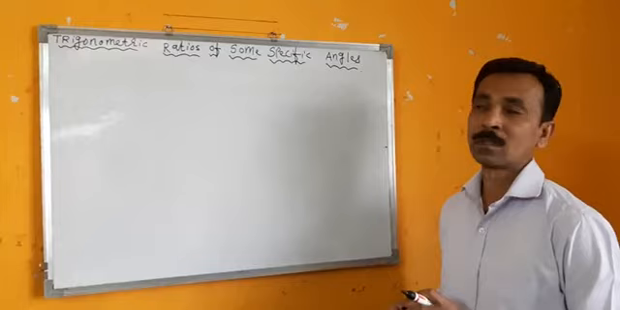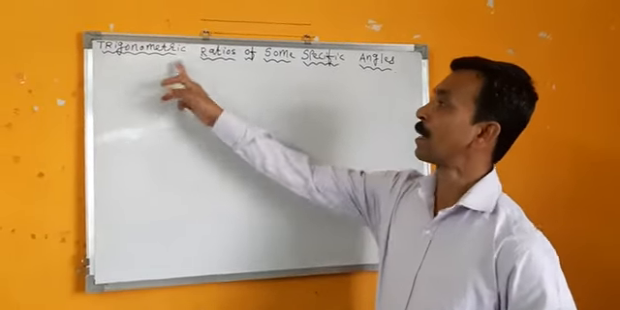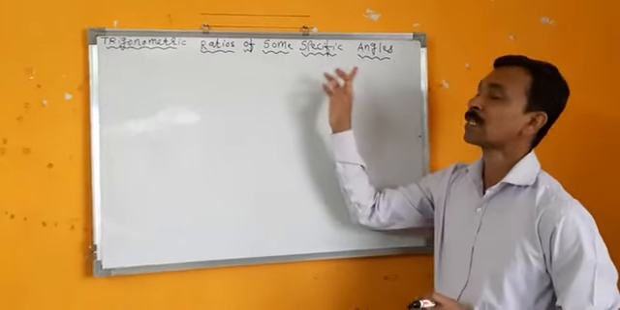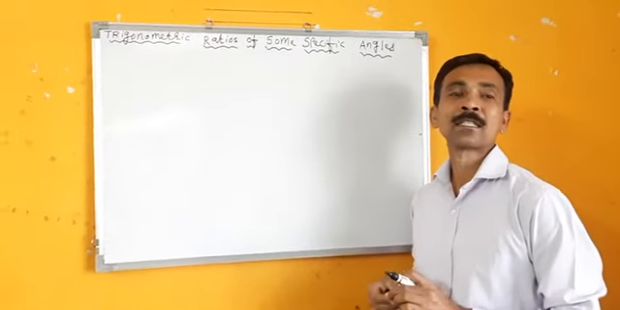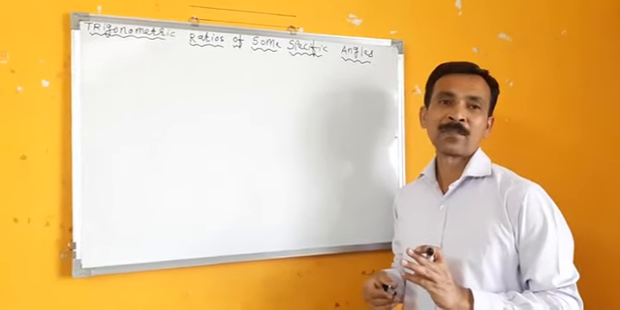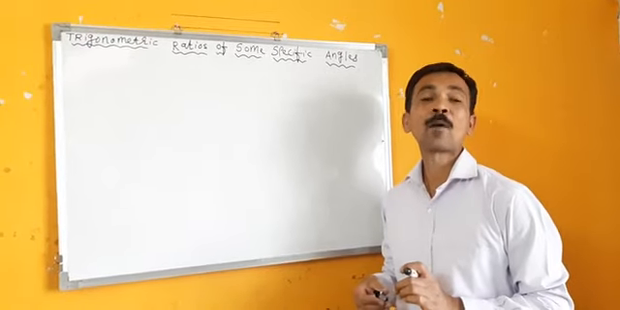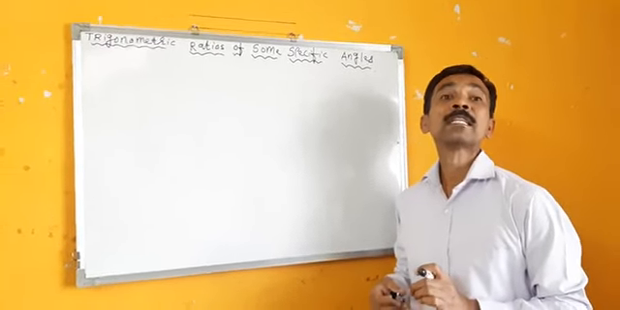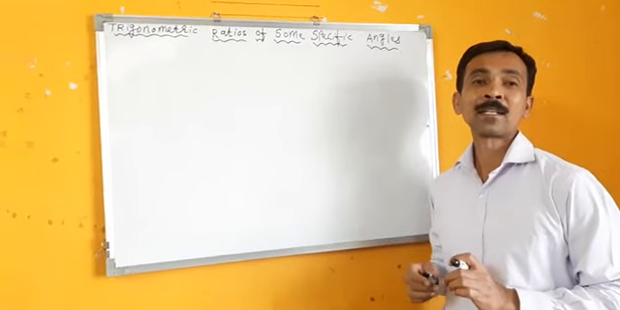Good morning, friends. Before we begin exercise 8.2, we have to study trigonometric ratios of some specific angles. Which are those specific angles? 0, 30, 45, 60 and 90. And how many trigonometric ratios do we have? 6. So for those 6 ratios, we have to find the values.